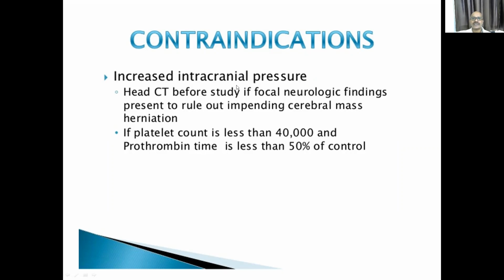The contraindications for lumbar puncture are raised intracranial pressure due to space occupying lesions such as brain abscess or posterior fossa tumor, cardiorespiratory compromise, and the third one, bleeding diathesis. That is, when it is not corrected, if the platelet count is less than 50,000, not 40,000, 50,000, and the prothrombin time is less than 50% of normal control. These are the contraindications in bleeding diathesis and posterior fossa tumors, or when there is increased intracranial pressure.